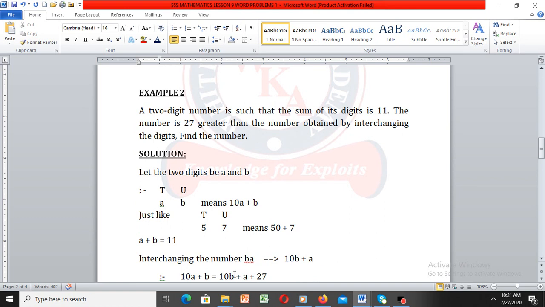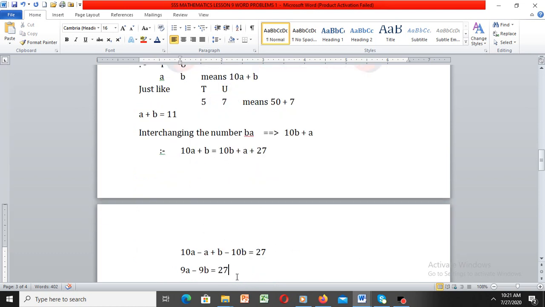10B plus A. So, 10A plus B will be equal to 10B plus A plus 27. When we interchange the digits, the original arrangement is actually 27 greater than what we have now. So 10A plus B will be 10B plus A add 27. So that is the meaning of the word problem. Then we'll go ahead to collect like terms and simplify.